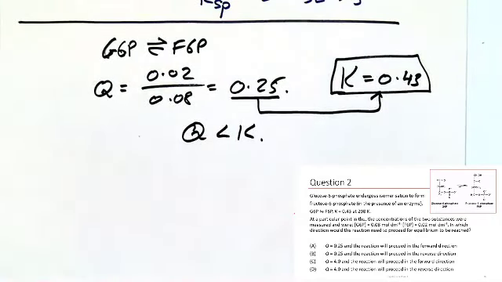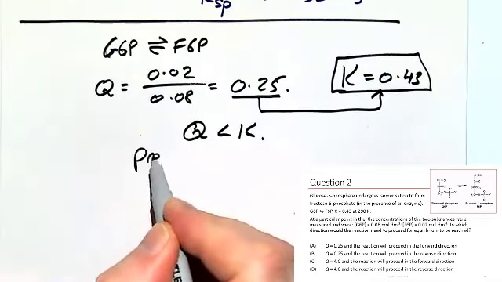So to increase Q, either the top line has to increase or the bottom line has to decrease, or in reality, both in parallel. But the top line has to increase. That means the concentrations of products must increase. So this reaction is going to proceed in the forward direction.